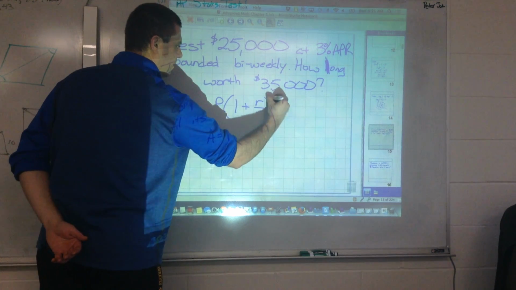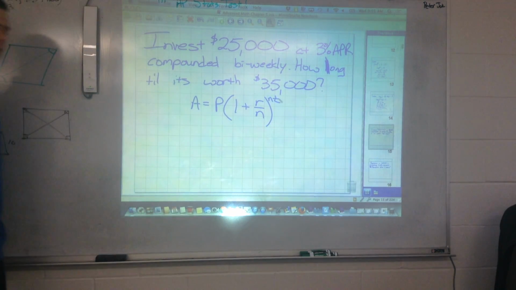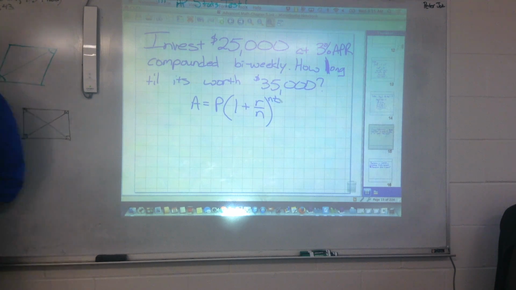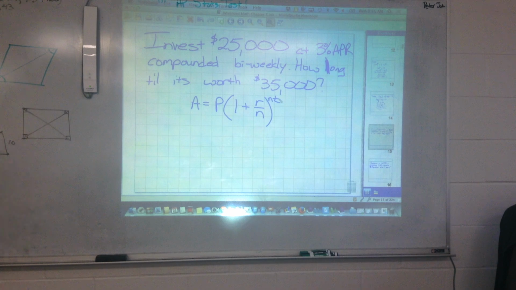You'll want to have this formula down in order to do a problem like this. A is your final amount, P is your starting amount, R is your interest rate as a decimal, N is the number of times compounded in a year, T is time in years. Okay? So you have all the information except for T.